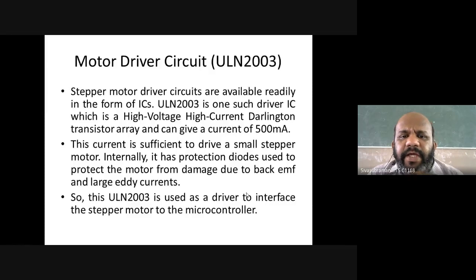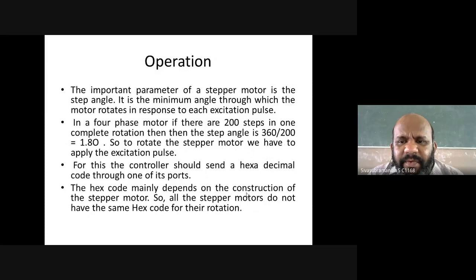Okay. The operation, as I said, will have a step-wise variation. The most important parameter here is the step angle, right? What is a step angle? It is the minimum angle through which the motor rotates in response to each excitation pulse. Whenever a pulse is given, what is the minimum angle that my motor can rotate?